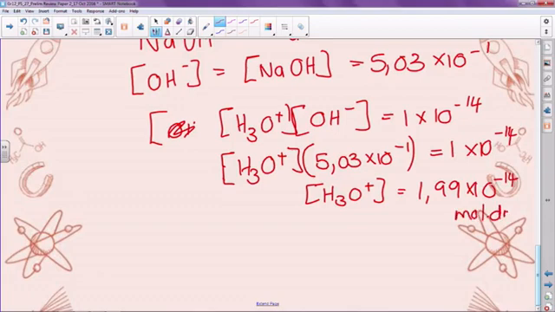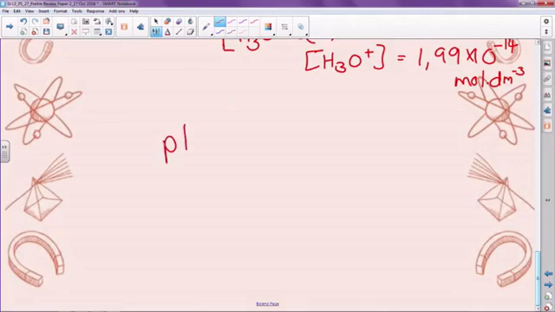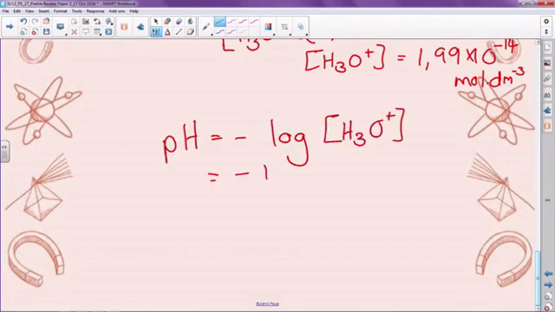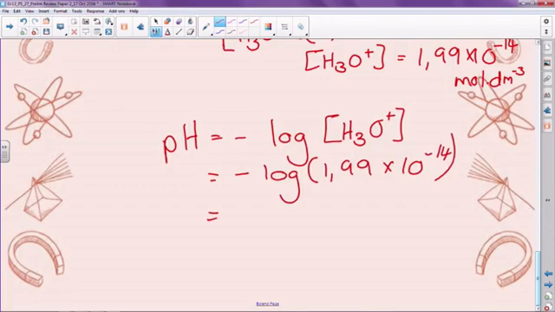But we're still not finished. Okay, pH is the negative log of the H3O plus ion. So it's the negative log of 1,99 times 10 to the minus 14, which gives me 13,7. And I'm very happy with that number because it's a sodium hydroxide solution. It is a very strong base.